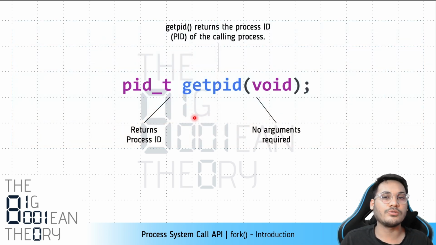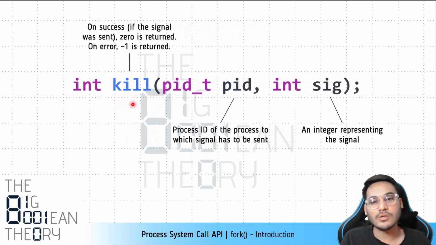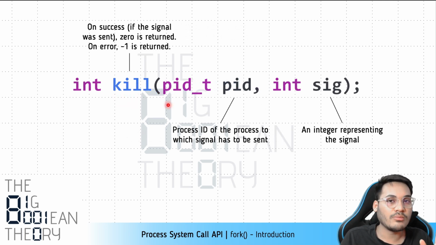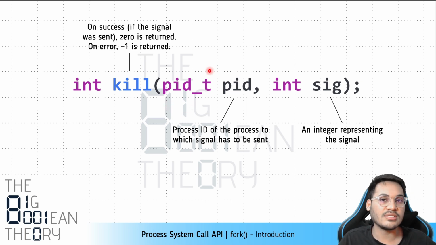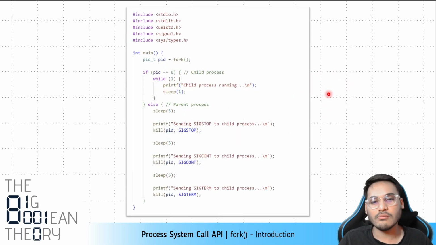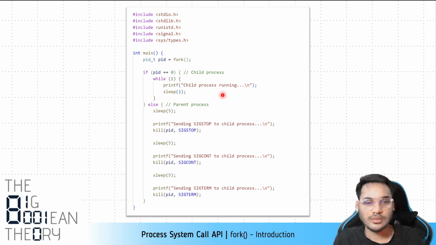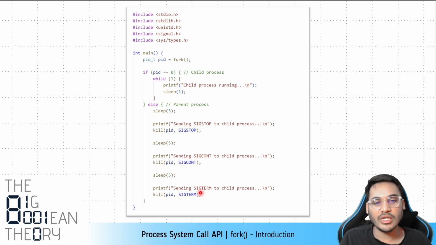And then we discussed two miscellaneous system calls. One is getpid, which returns the process ID of the calling process. And then we also saw the kill system call, which is used by one process to send signals to another process. It takes the process ID to which the signal has to be sent, and the integer denoting which signal has to be sent, right? And we saw an example where we used three different signals: one to pause the process, another to resume the process, and one to terminate the process. So we understood the working of the kill system call using this example, right?